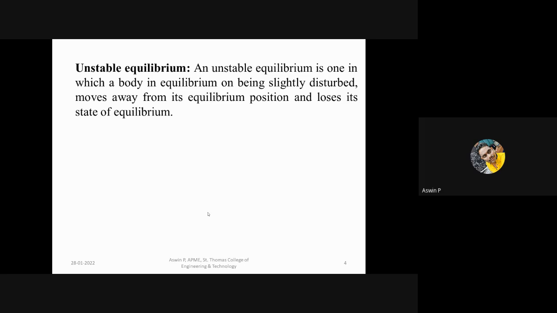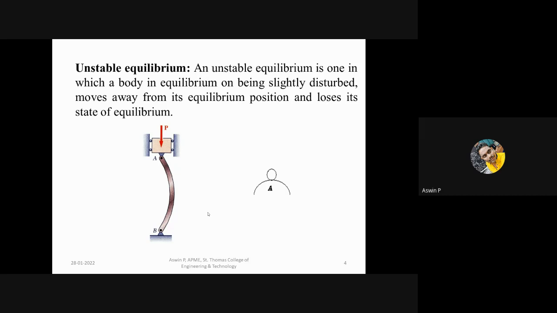So finally, the last equilibrium condition is unstable equilibrium. Here, whenever we give a force or a slight displacement, the system is disturbed. But when we remove the force or displacement, it will go to another equilibrium. It will not return to the original position or resume in that position, but goes to another position. An unstable equilibrium is one in which a body in equilibrium, on being slightly disturbed, moves away from its equilibrium position and loses its state of equilibrium.